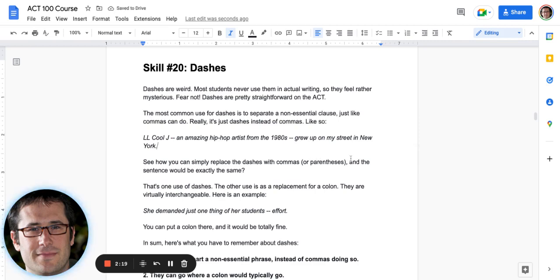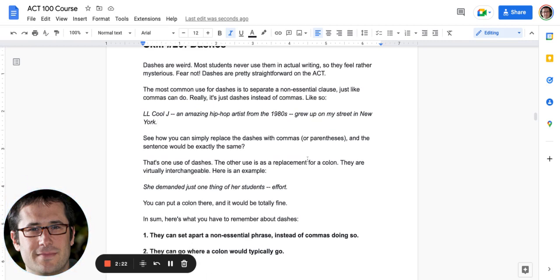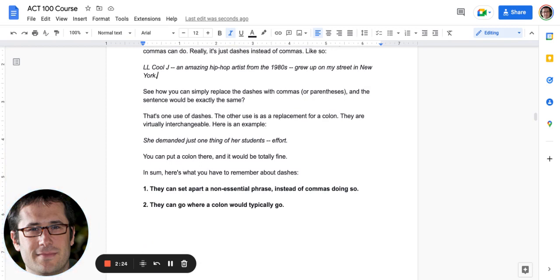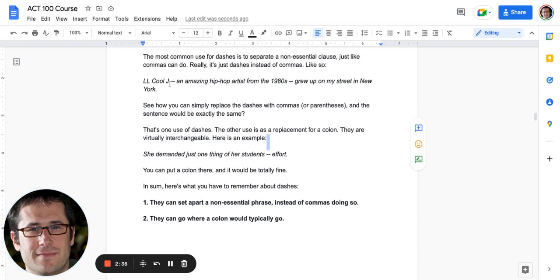They're both like parentheses, but you're just not going to see that on the ACT. Another use of the dash is as a replacement for a colon. They're basically interchangeable. A very common ACT situation is they'll put in a dash here and then ask a question where you have to adjust this, and you just have to pick the one with the dash. So a lot of times if there's a dash in one part of the sentence and you see a dash in the answer choice, that's the right answer.